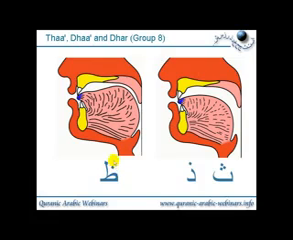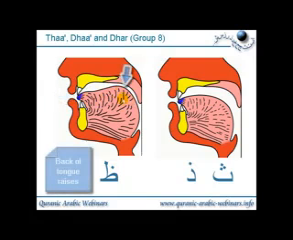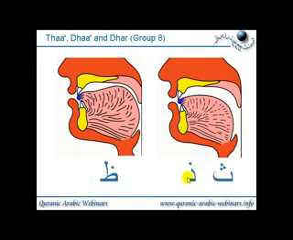The other one is the letter Tho, Tho, which again you apply a bit more pressure on the tongue at the front, and the back of the tongue will lift. So we have the letter Tha, Dhal, and Tho, and that was group 8.